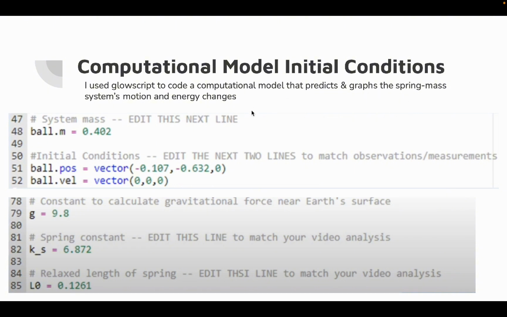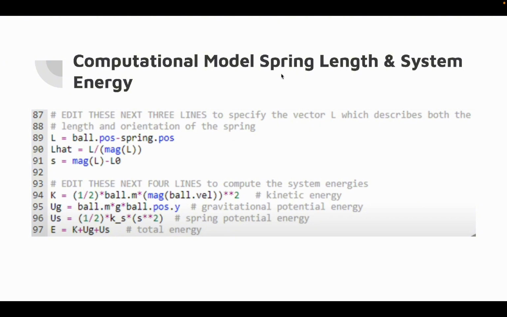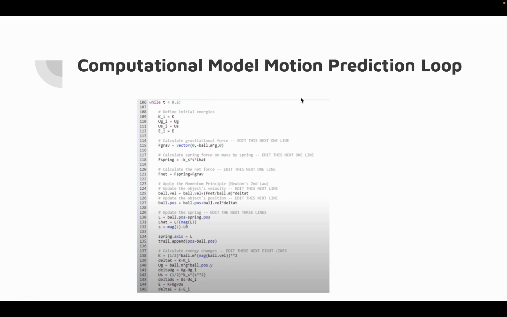So after that, I made my computational model using GlowScript, and the model predicts and graphs the spring mass system's motion and energy changes. And here are my initial conditions that I entered into GlowScript. And then next I have the length and system energy, which I entered into GlowScript. And then we have the prediction loop, which you can see some of my formulas from my introduction slide are included in the code. We have the position update formula as well as the spring force formula.